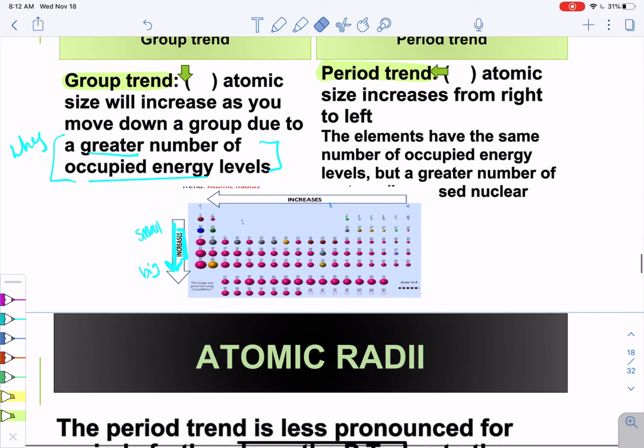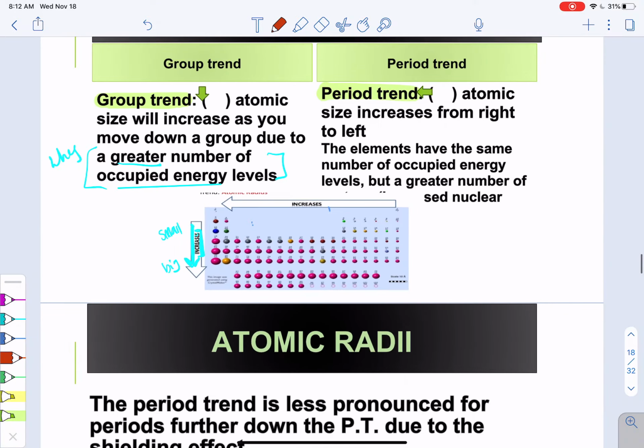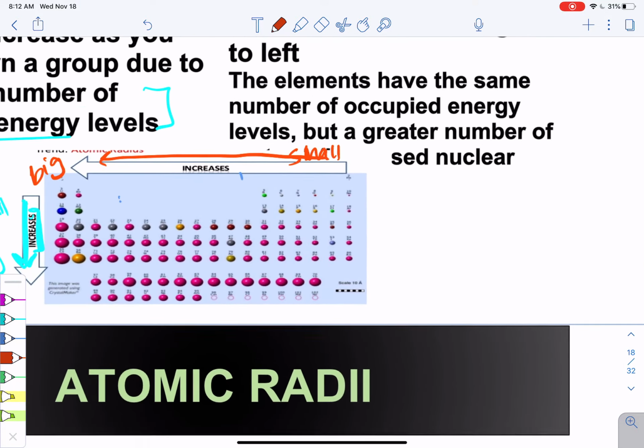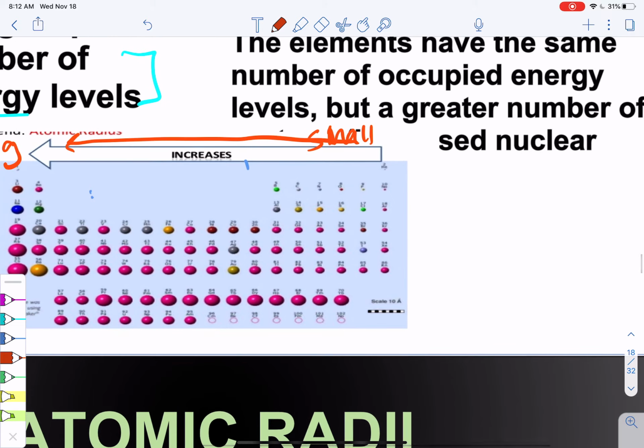The period trend over here, again, all of my arrows will increase. So you have to go to the left to get an increasing arrow. It's small on the right side of the periodic table, and it's big on the left. The reason for that is, let's compare neon and lithium.